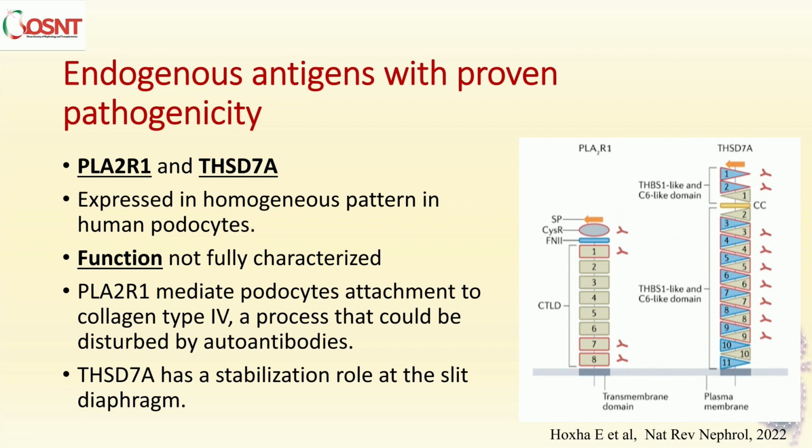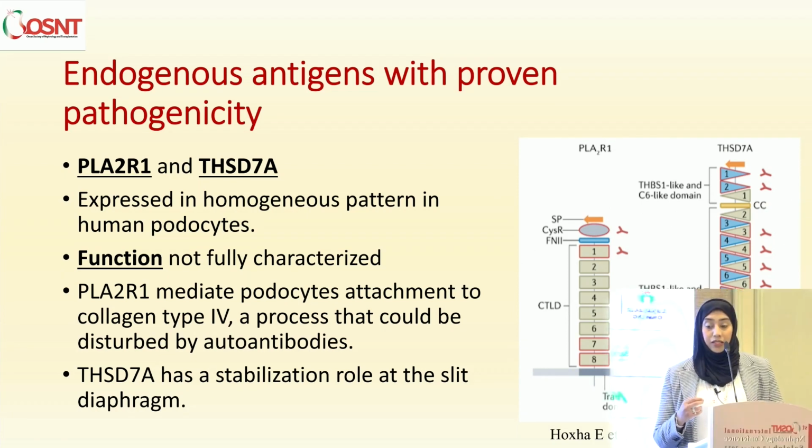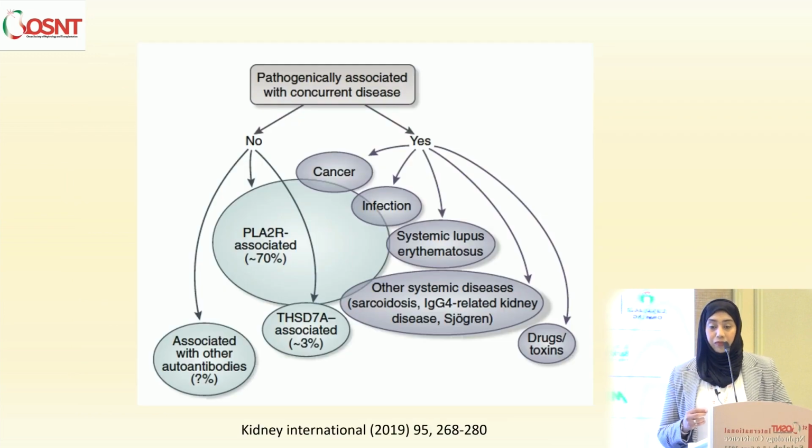So, PLA2R1 and THSD7A are the only 2 antigens that have been proven to be pathogenic. Their function is not fully characterized. However, PLA2R1 mediates podocyte attachment to collagen type 4, so this process could be disturbed by the autoantibodies, and THSD7A has a stabilizing role in the slit diaphragm.